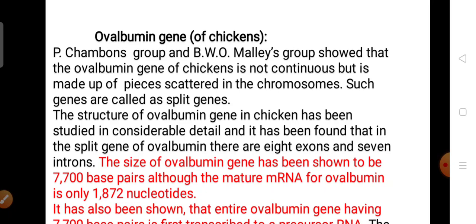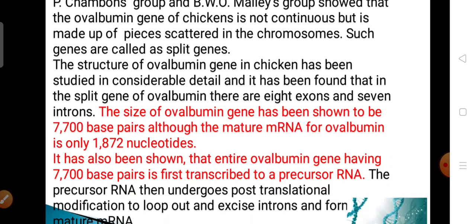The ovalbumin gene has been shown to contain 7,700 base pairs, although the mature mRNA contains only 1,872 nucleotides. When I say mRNA is formed from DNA, then the mRNA should also contain 7,700 complementary base pairs, but that is not the case. In the ovalbumin gene, the mature mRNA contains only 1,872 nucleotides. That means the remaining are actually from introns.